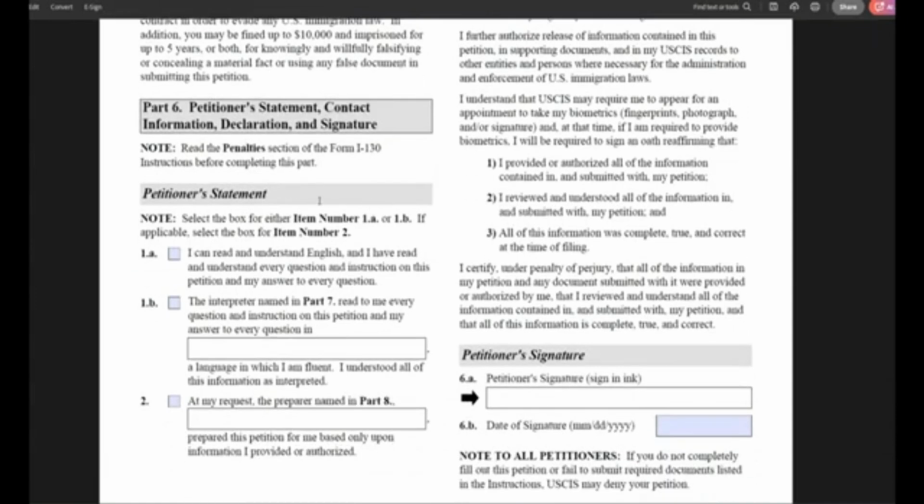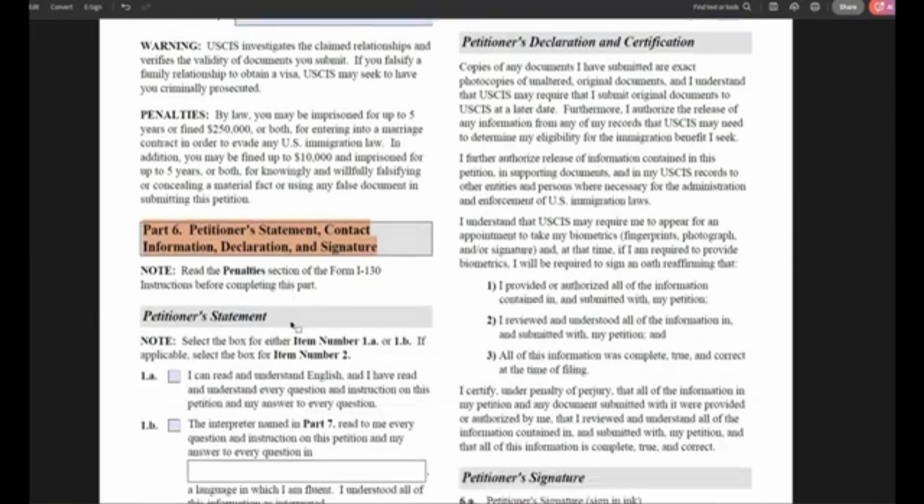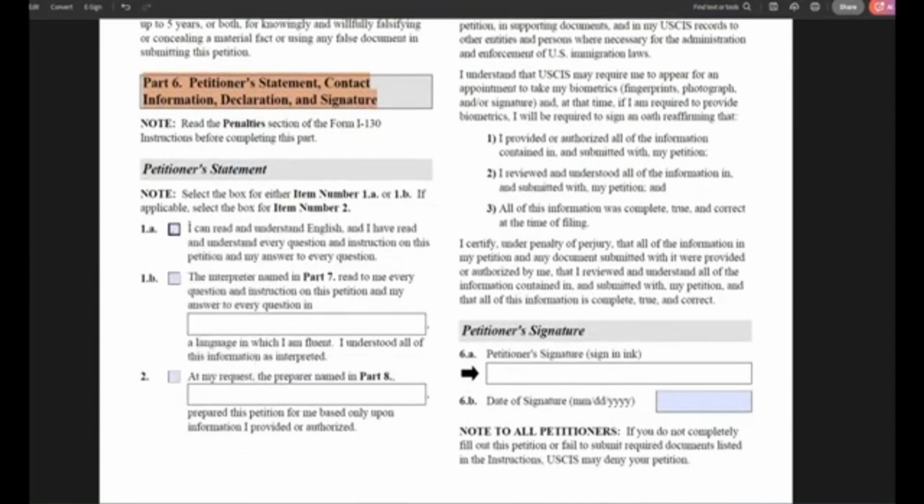And finally, moving on to the last few sections of this form, part 6 is where you will provide your contact information and indicate how you filled out this application. So if you understand English and filled out this form by yourself, then check box 1A. But if someone else translated the questions for you, you will check box 1B and type in the language that was used to interpret it for you. If applicable, you also can check box 2. So if someone else prepared this form for you, you will check it here and type in their name.